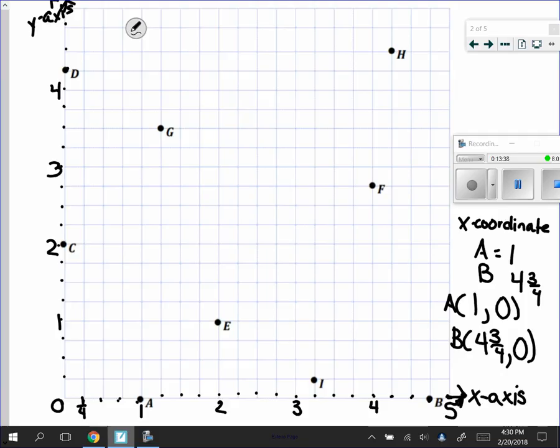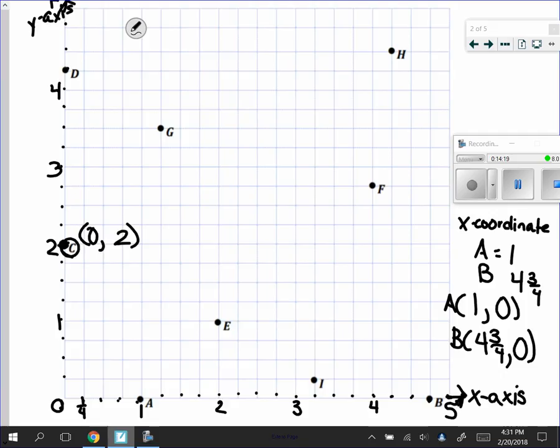So if I wanted to know the y-coordinate of C right here, well, it's on the line of the y-axis. The y-coordinate is 2. What is the x-coordinate for C? You should be saying it's 0. It doesn't go out to the right at all. So the x-coordinate is 0. It's right here on the line.